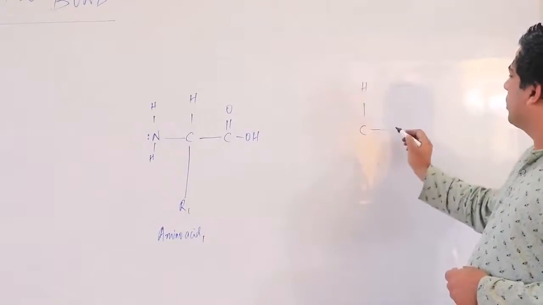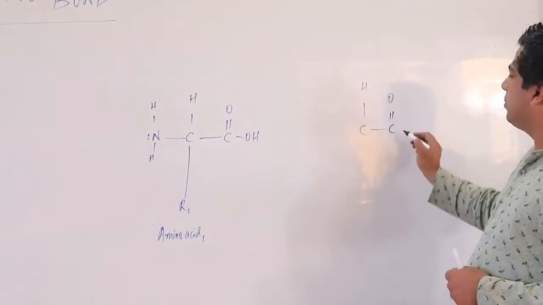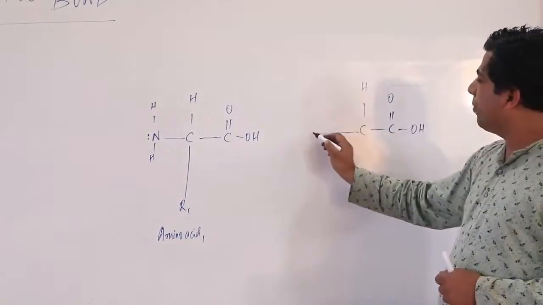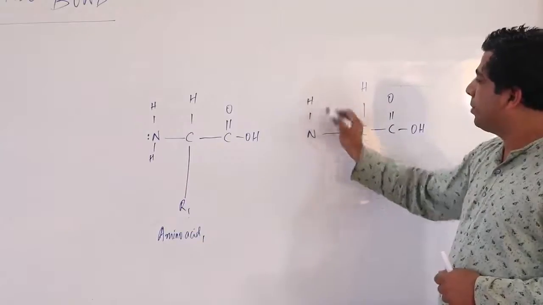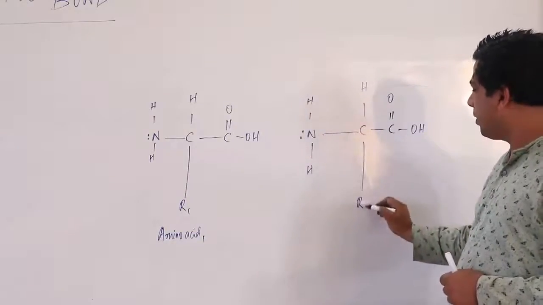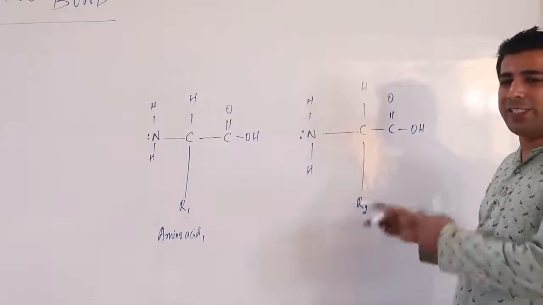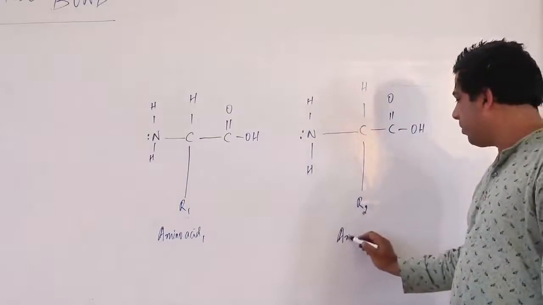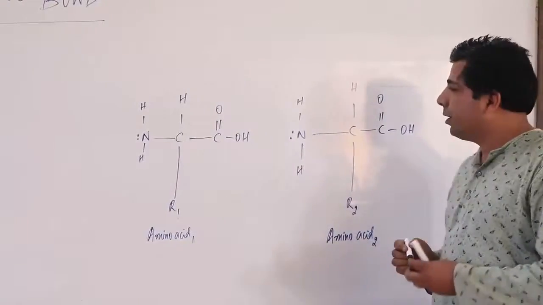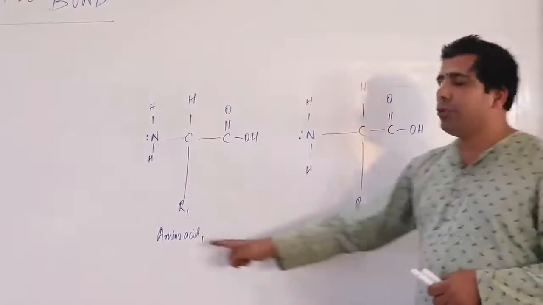H, C double bond O, OH. Then you have here NH2. And let me write down here R2. Let's suppose this side chain is different. So we'll get here amino acid second. Correct. So what is happening between two amino acids?